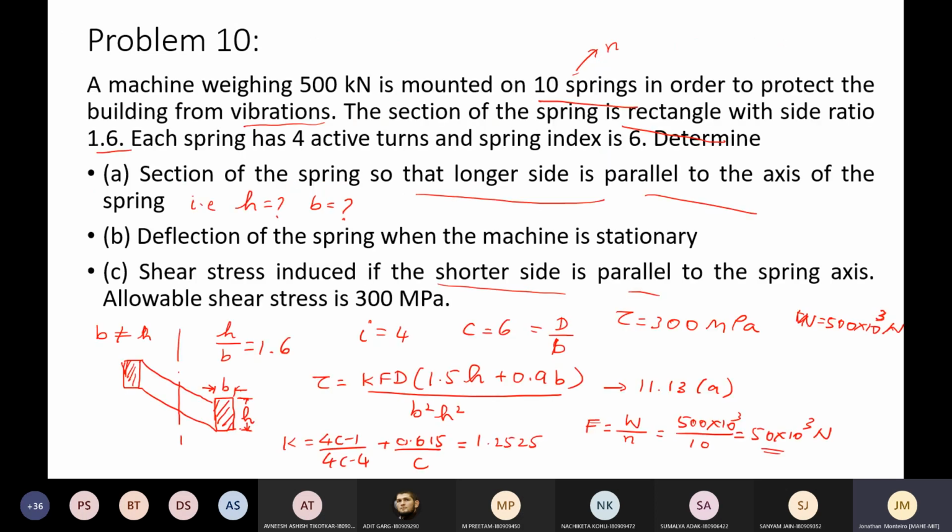Okay, then the second question is the deflection of the spring when the machine is stationary. So what is the importance of this stationary and running? Of course it is not in the purview of the design right now. When it is stationary, you can take only the static weight into account. When it is rotating, you have to take the dynamic load also into account. So that solution will be different, or I can say that solution takes into account the fatigue loading or the continuously varying load of the spring.